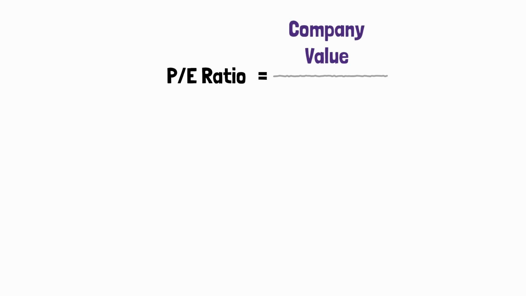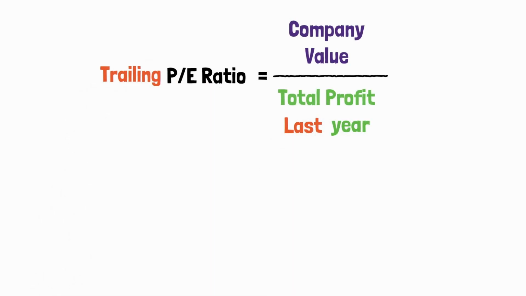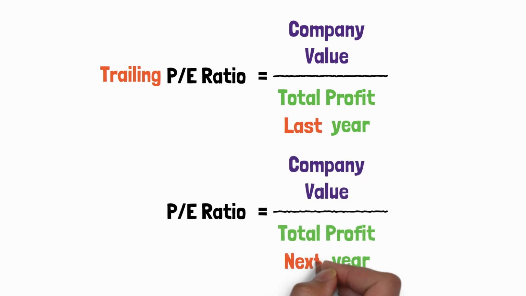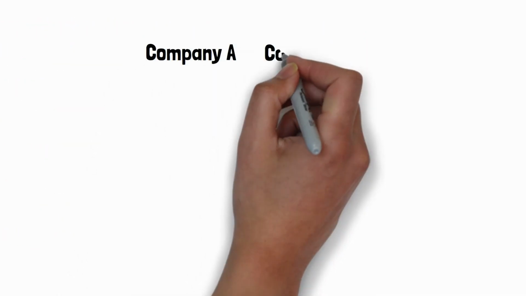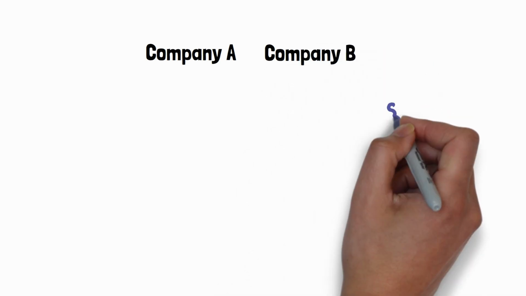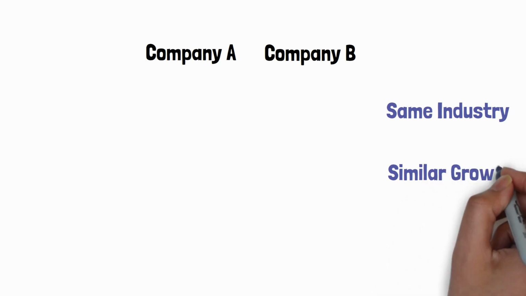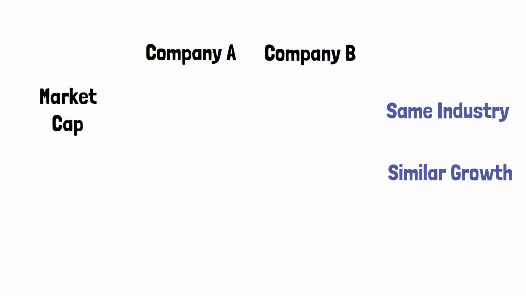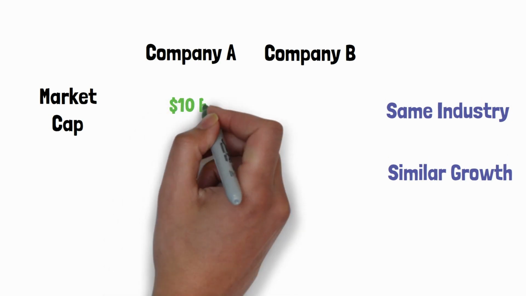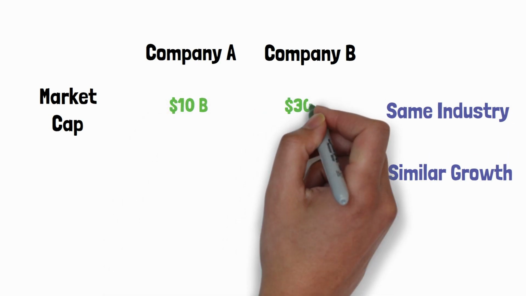In this calculation, if you use last year's earnings, we call it trailing PE ratio. If you say the company will grow, so let me take next year's earnings, then you get forward PE ratio. Which company would you buy? We have two companies, company A and B. They are in the same industry and have similar growth. Company A has a market cap of $10 billion, whereas company B $30 billion.